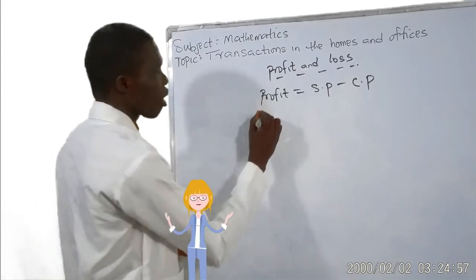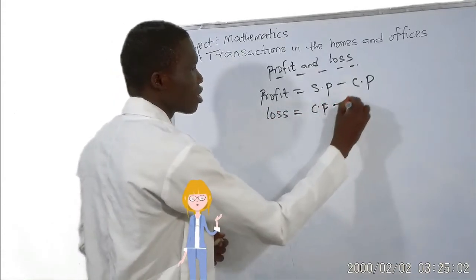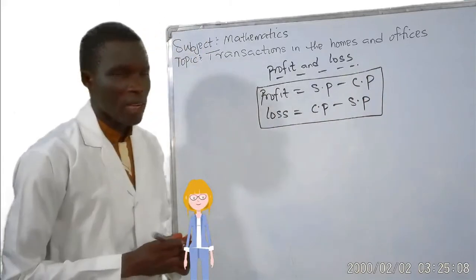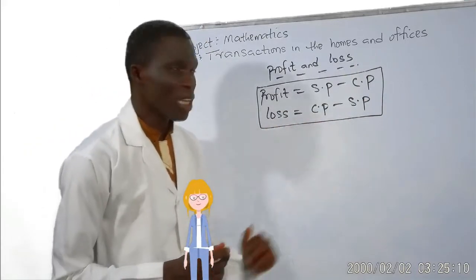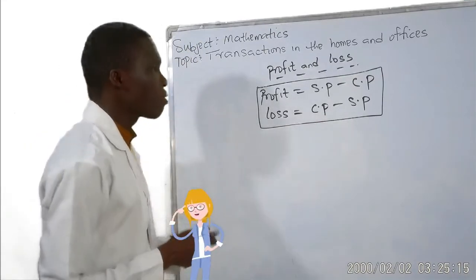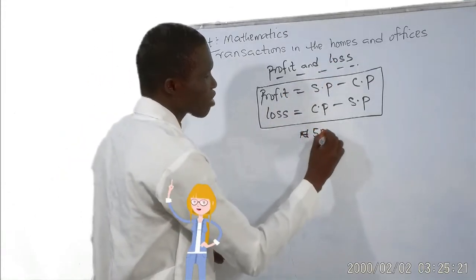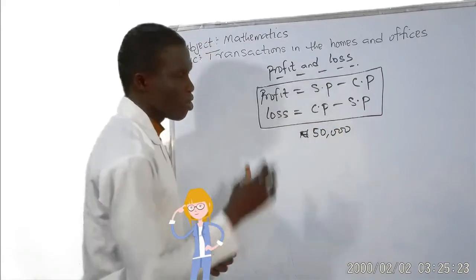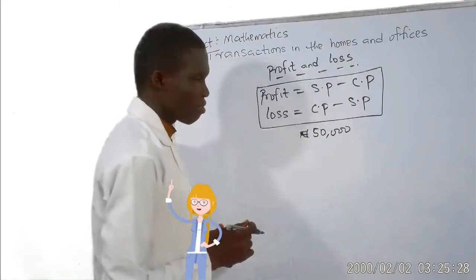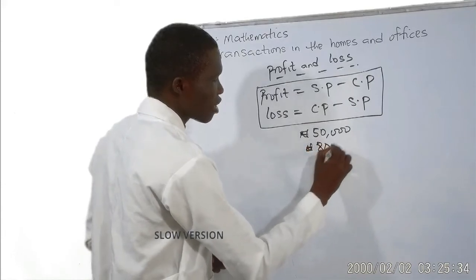Not only that, loss equals cost price minus selling price. So take note of these two formulas. We are going to make use of this as we proceed in this class. Now let me give you this example. You have 50,000 naira. You bought a car. Just an example, 50,000 naira. And you sold it at 80,000 naira.